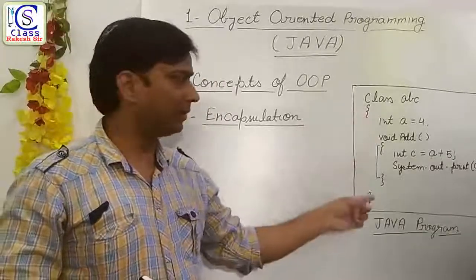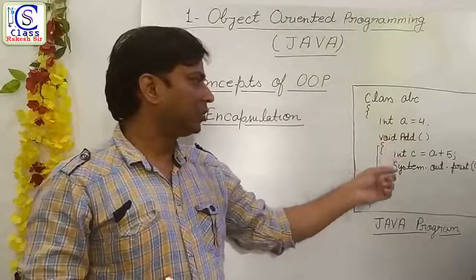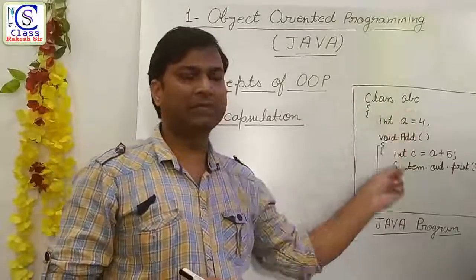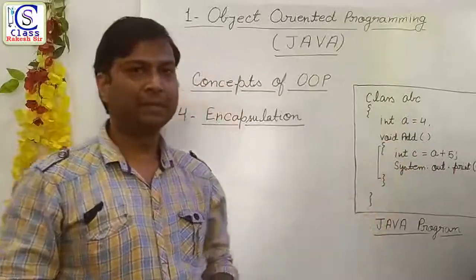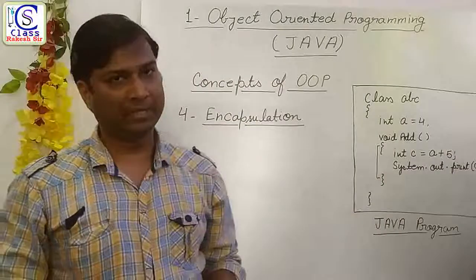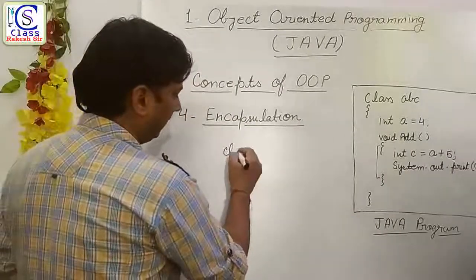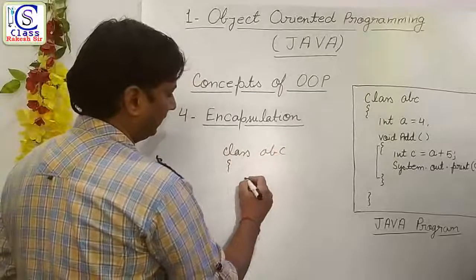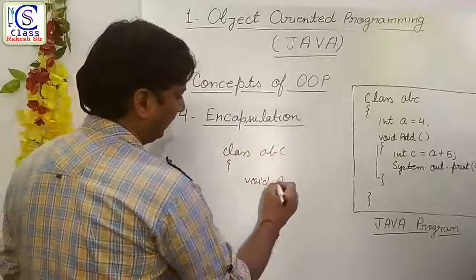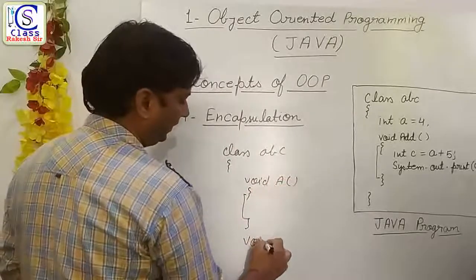So wrapping data or function, just like here I have a class. Just look at this example. In this class there are a data member and a member function. To wrap this data and their member functions, or only the member function, that technique is known as encapsulation. Imagine that we have a class ABC, and here we have a method void A and void B.